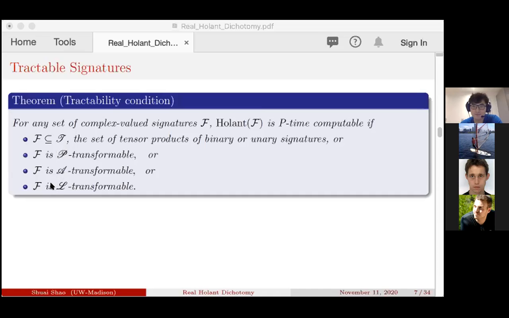Sorry, yeah. What is a signature? It's just a constraint function. If a signature has arity n, it's just a function from the n-dimensional Boolean space to any complex value. But in this talk, we focus on real-valued signatures. Yeah, a signature is just a constraint function.